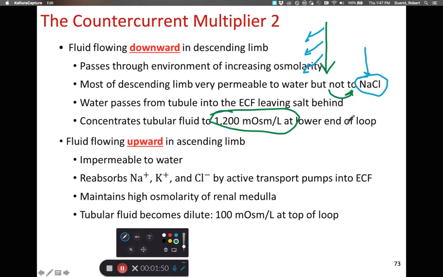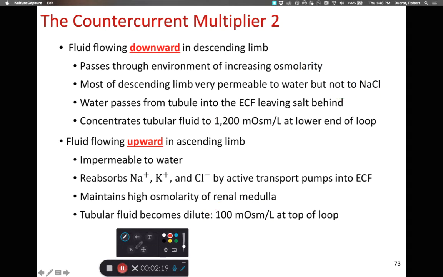And then as our fluid is going up the nephron loop, we have a simple cuboidal epithelium actively transporting, I'll shift to red here, ions out of the filtrate into the extracellular fluid. And this causes the electrolyte concentration of the extracellular fluid to go up and the osmolarity of the filtrate to go back down again by the time the filtrate gets to the top of the nephron loop.